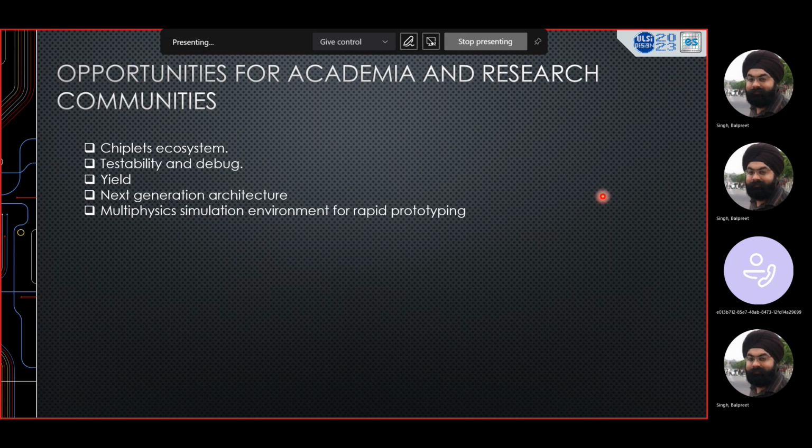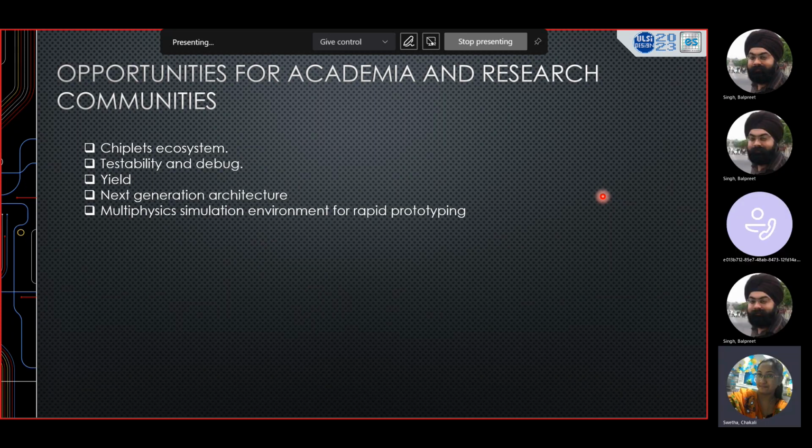So it's a lot of opportunity. I'm sure here we have a lot of academics plus the communities. We have a huge amount of opportunities to create a chiplet ecosystem. Testability and debug are still big challenges. The combined yield, how do you solve that problem and make it cost effective, is a big challenge.